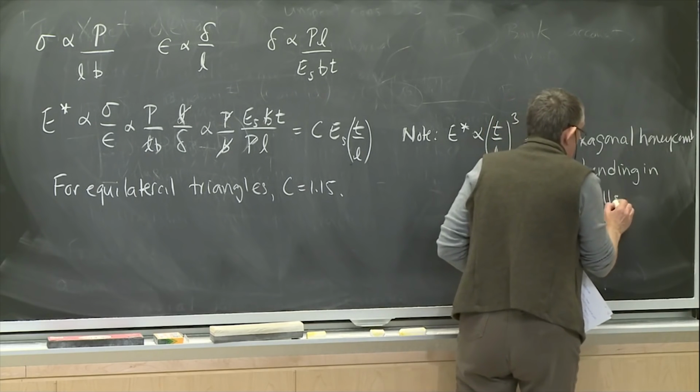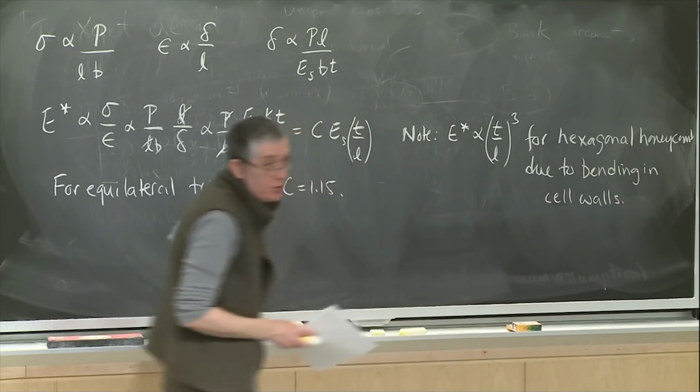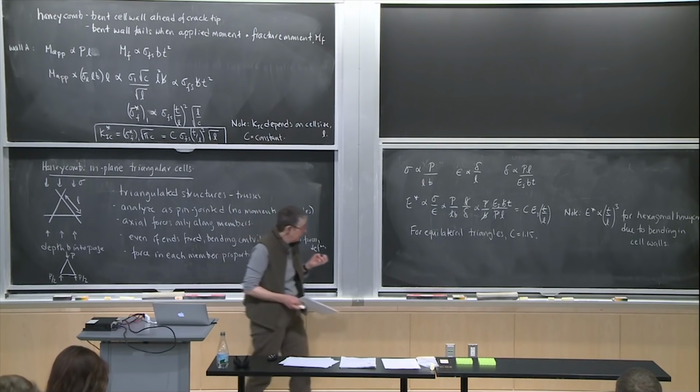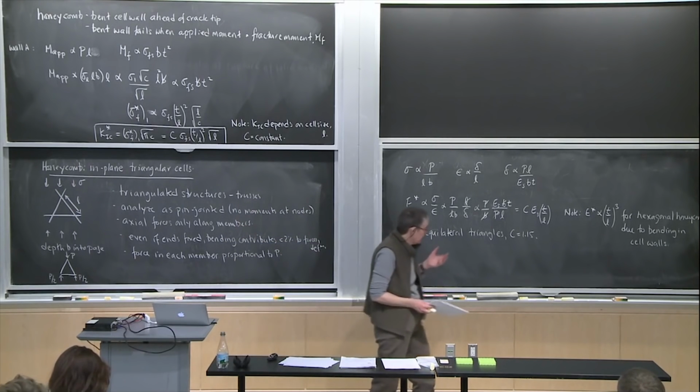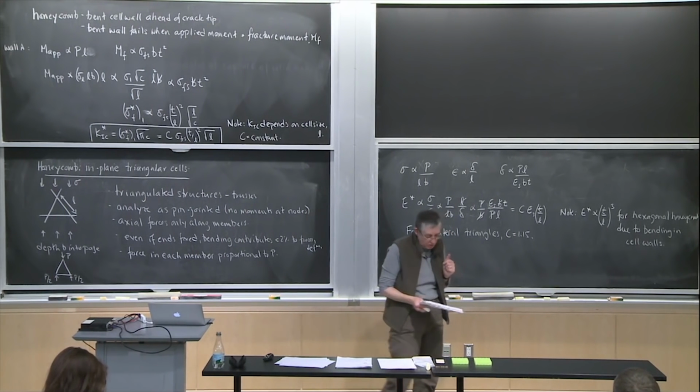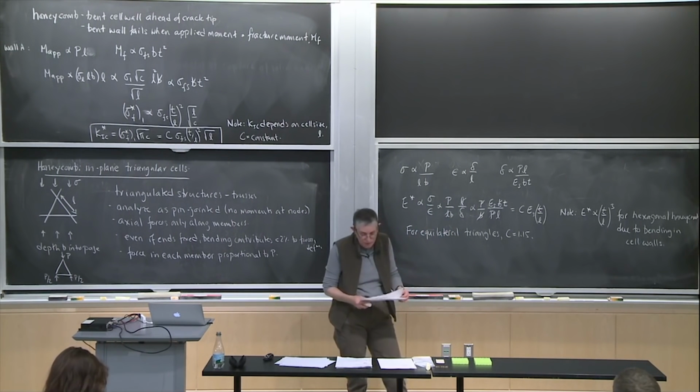So one of the reasons that people are interested in those lattice materials is that they too have moduli that go as T over L, that basically go with the relative density rather than with the relative density cubed. So they're much stiffer than, say, a hexagonal honeycomb.